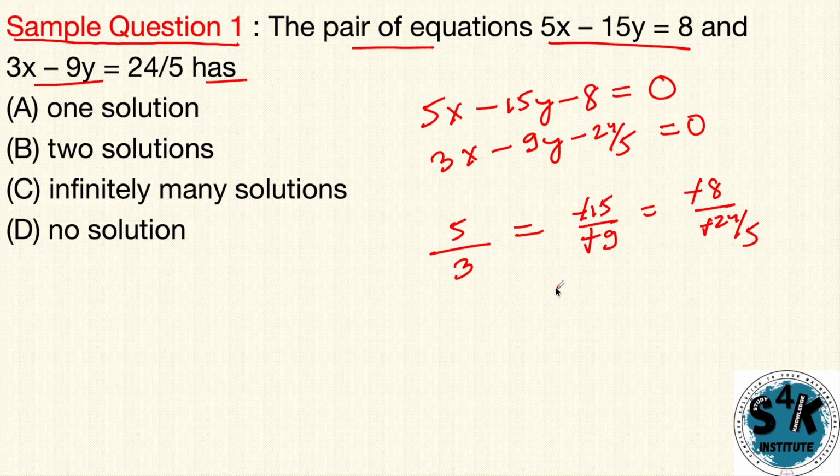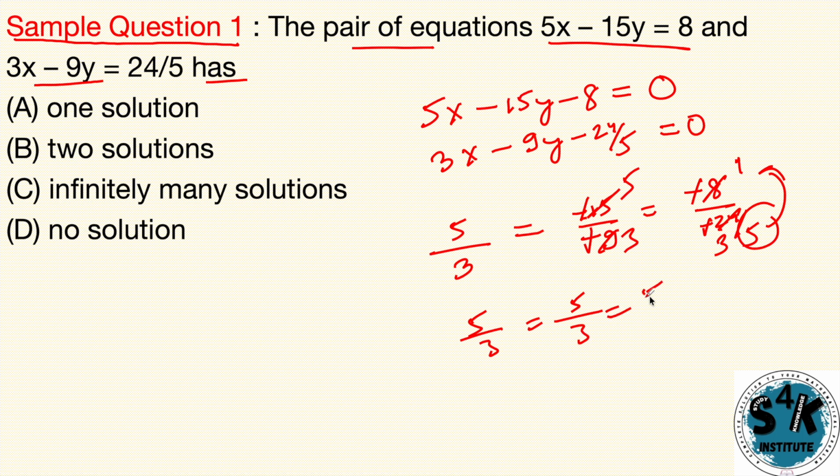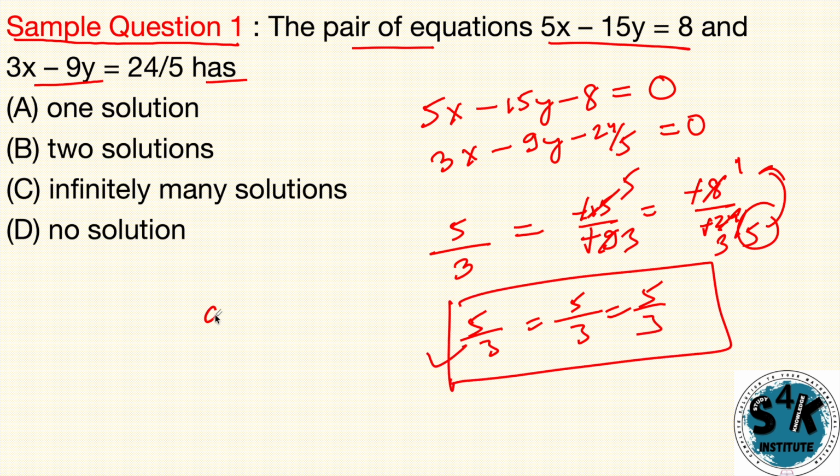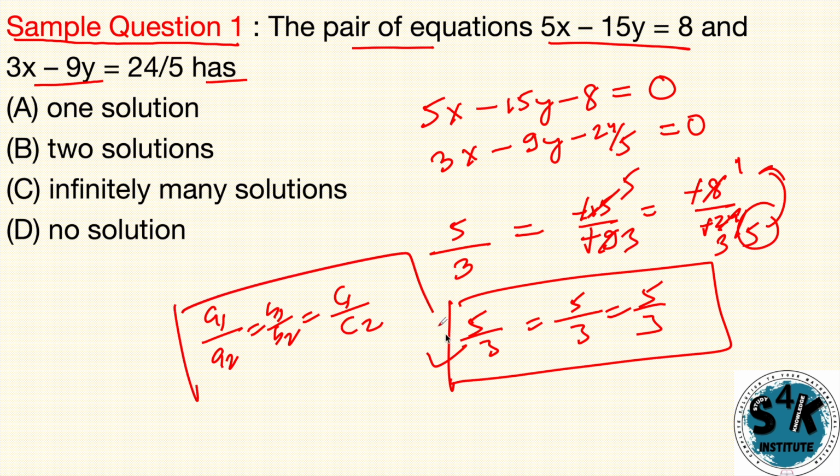So I will be writing this as 1 and 3. So this 5 will go up. So we will have 5 over 3 is equal to 5 over 3 is equal to 5 over 3. So in this case we have all the ratios same, like a1 upon a2 is equal to b1 upon b2 is equal to c1 upon c2. If this is the case, then we have infinitely many solutions. They are coincident lines. Okay.